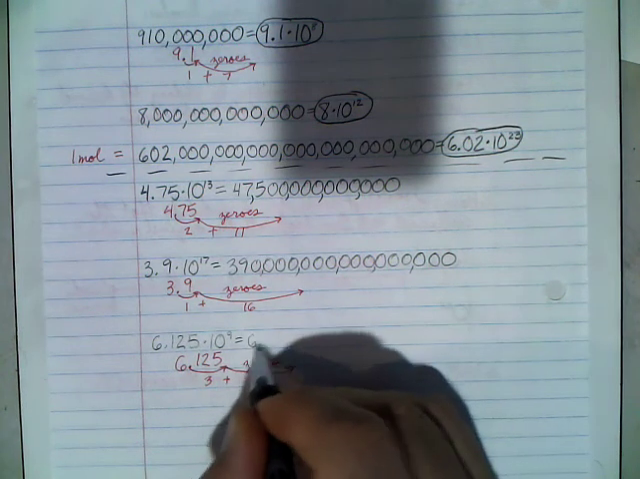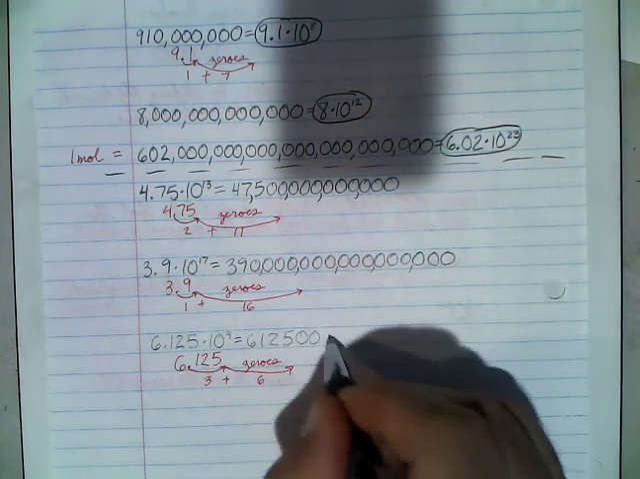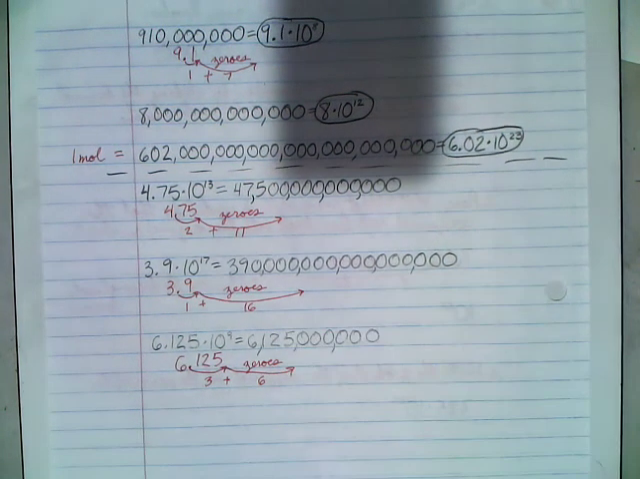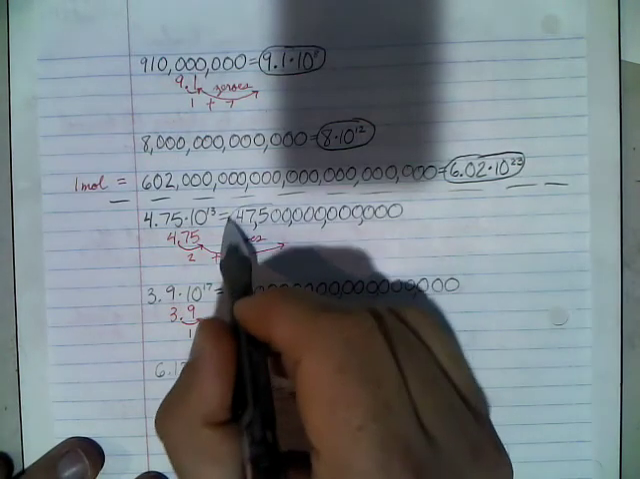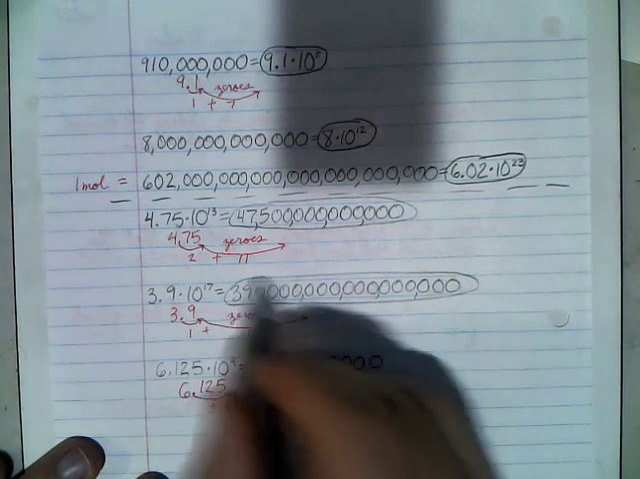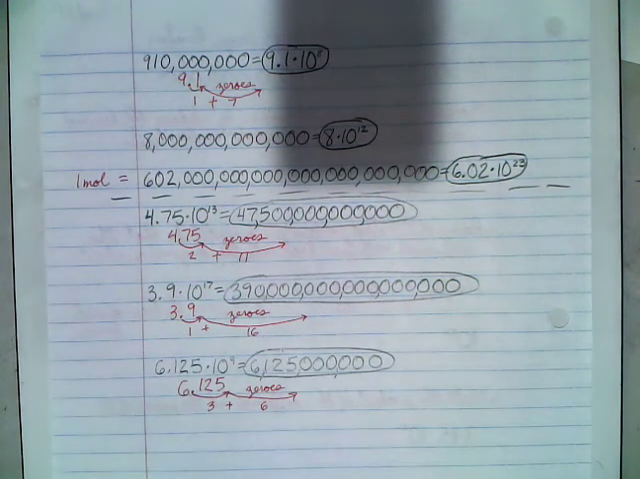So 6, 1, 2, 5, followed by 6 zeros. 1, 2, 3, 4, 5, 6. Put your commas in. There's my number. So I'm going to go back here. I'm going to circle my answers. And that is how we change scientific notation back into standard form.